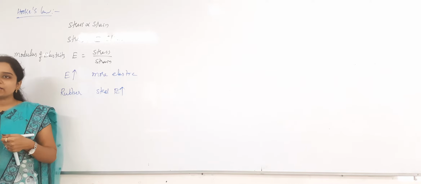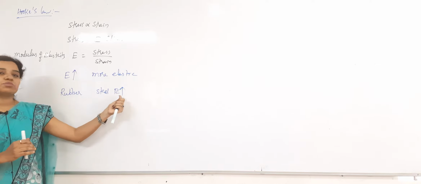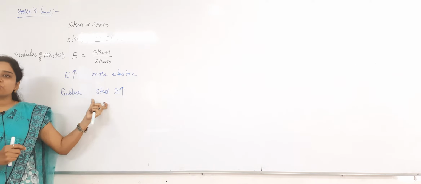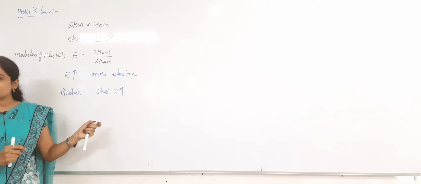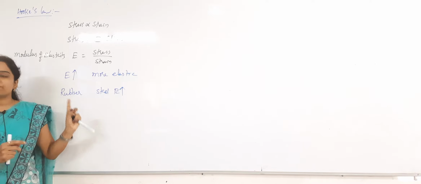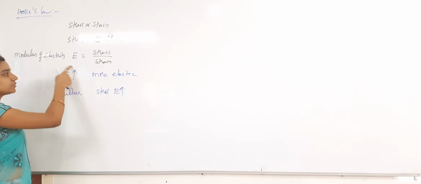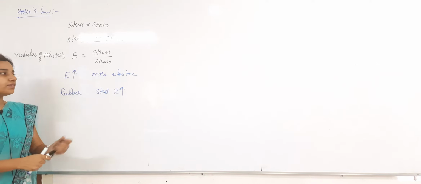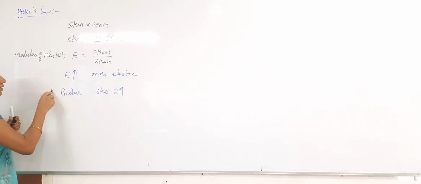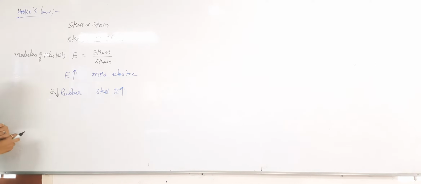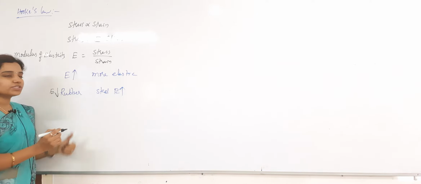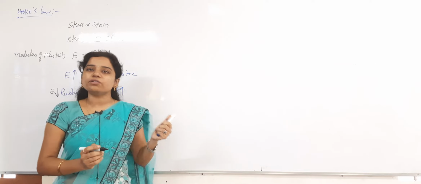But practically what happens? Nothing but the steel is more elastic than rubber. You have to remember that. Theory question important: steel is more elastic than rubber. What is the reason? The elastic modulus of the steel is more than the rubber. Whichever has more modulus of elasticity, that is more elastic. So when you compare the elasticity modulus of rubber and steel, steel will have more modulus of elasticity. So I can say steel is more elastic as compared to rubber.